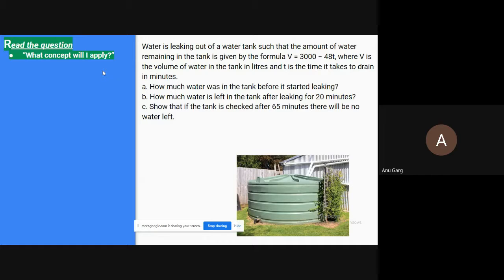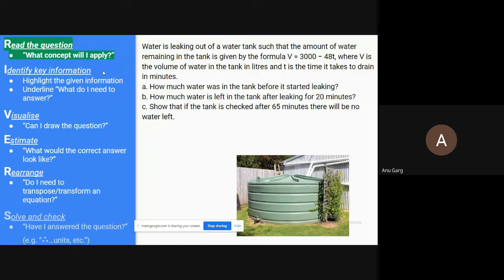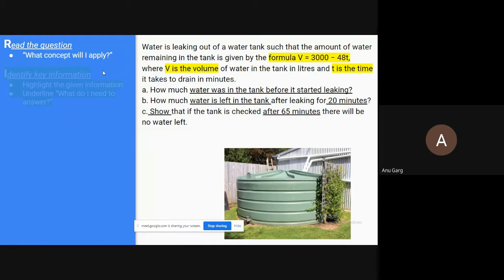We already read. The next step is to identify the key information. When I go to my next slide, that's to identify. When I'm identifying, it's important to highlight what is given in the question and then to underline what I need to answer, or the other way around, whichever works better for you. You can underline the given or what you have to answer with the highlight, that's fine.